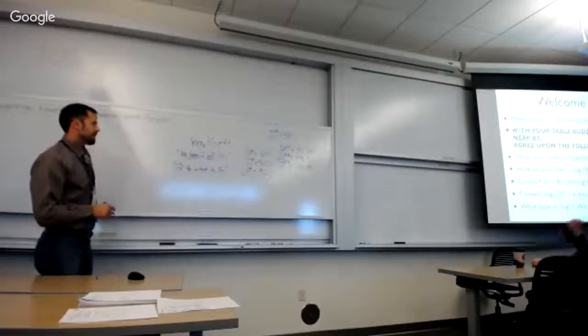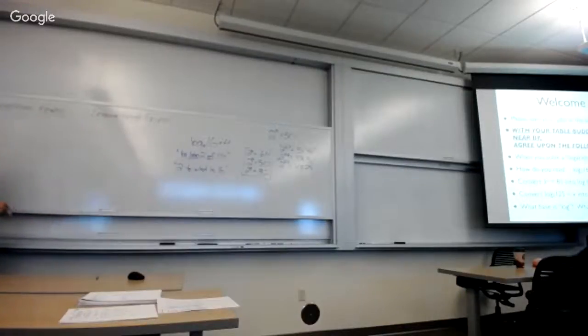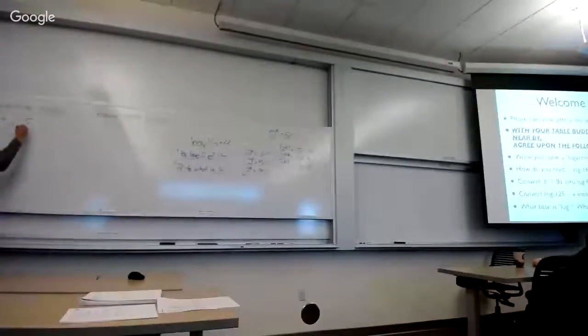Okay. Convert 3 to the x equals 81 into log form. So first of all, let's just look at that. 3 to the x equals 81. That would be exponential form, because there's an exponent. So if there's an exponent, then you're in exponential form. What we really have here is base to the exponent equals the answer. So how do we convert 3 to the x equals 81 into log form?